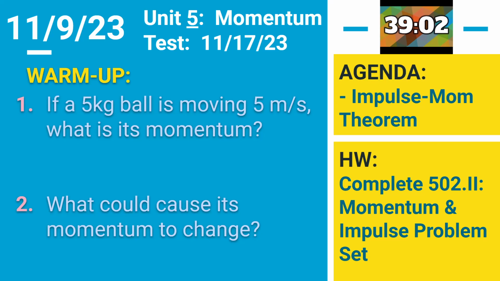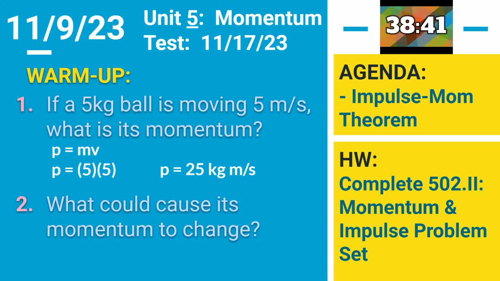So today's warm-up question says, if a 5-kilogram ball is moving 5 meters per second, what is its momentum? And you're just going to use the equation that we learned yesterday. Momentum is mass times velocity, P equals M times V. And I gave you a mass and a velocity in the question. So it's 5 times 5. 5 kilograms times 5 meters per second gives me 25 kilograms times meters per second. So that is your answer to number 1. Just multiply the numbers and multiply the units. So 25 kilogram meters per second.